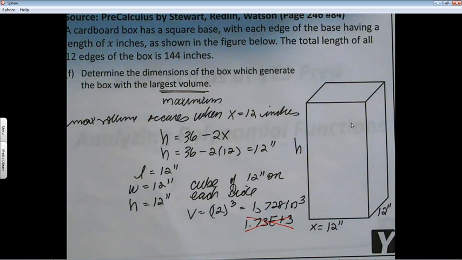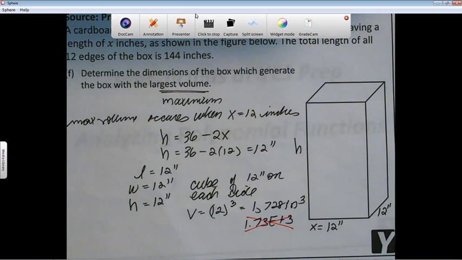So the dimensions will be a length of 12 inches, a width of 12 inches, and a height of 12 inches. What did we just build? We built a cube of 12 inches on each side. If I wanted to know the volume, I would take 12 cubed, which is 1,728 cubic inches. That was being displayed on the calculator as the 1.73 e plus 3. Please don't write that as your final answer.